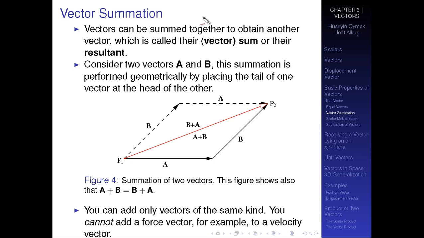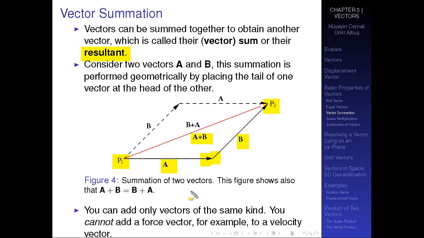For example, consider two vectors a and b as in this figure. A and b can be summed geometrically by tail-to-head fashion as follows. We place the tail of b at the head of a, and the tail of the vector sum is placed at the point where the tail of a is, and the head of the vector sum is placed at the point where the head of b is. The vector sum a plus b is called their resultant or net vector.